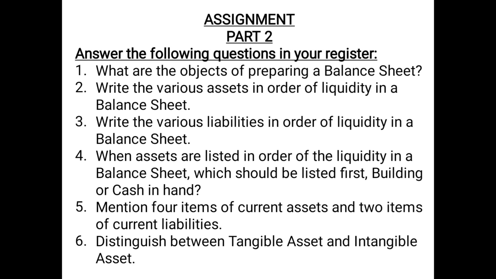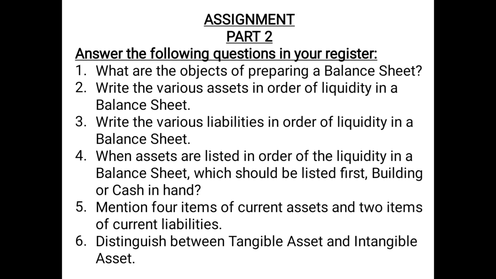Question number 2, you have to write the various assets in order of liquidity in the balance sheet. Obviously you can write the current assets first. For example, your cash balance, your bank balance, your debtors, your short-term investments, your closing stock, prepaid expense, etc. And then the non-current assets or fixed assets such as land, building, plant and machinery, etc.